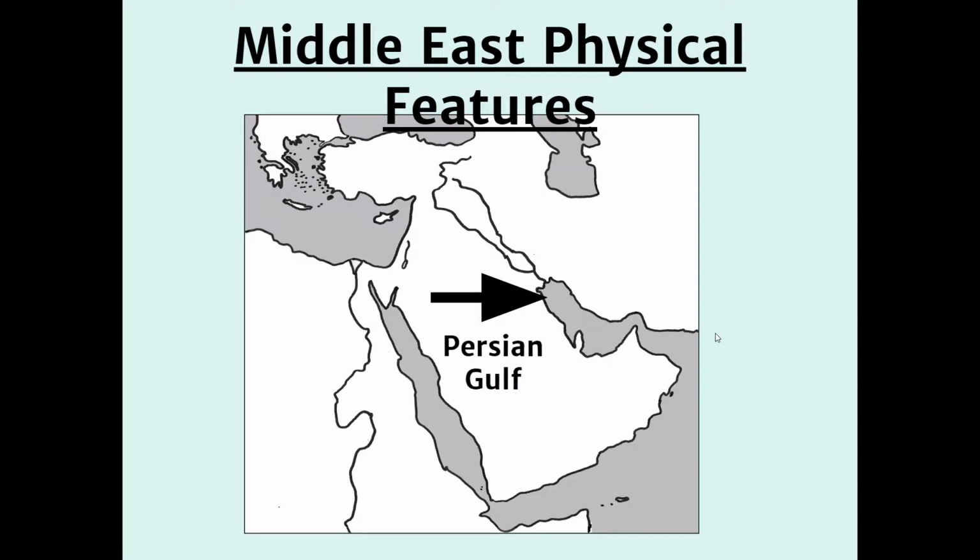And next up, the Persian Gulf. All right, so the Persian Gulf is this area right here, and it's called the Persian Gulf because Iran is a country over here, and ancient Persia was where this empire was. And so this was all part of the Persian Empire, and that's why this is called the Persian Gulf.